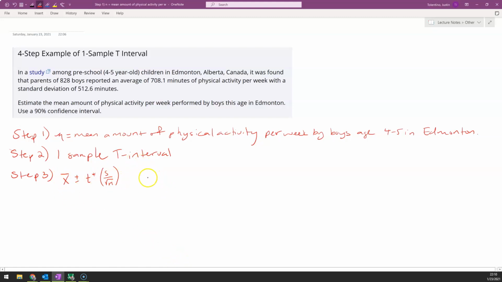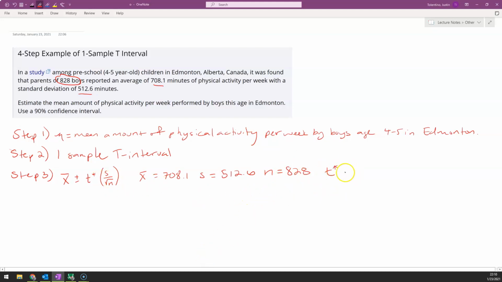It was given to us that x bar was 708.1 minutes, because it says it's the average. We know s, the standard deviation of our sample, is 512.6. And of course we have n, our sample size, which in this study included the parents being surveyed of 828 boys, so 828. So the only thing we are missing is our t star.